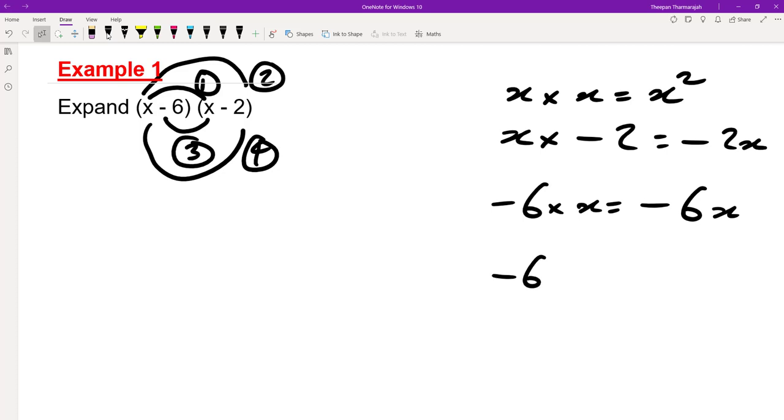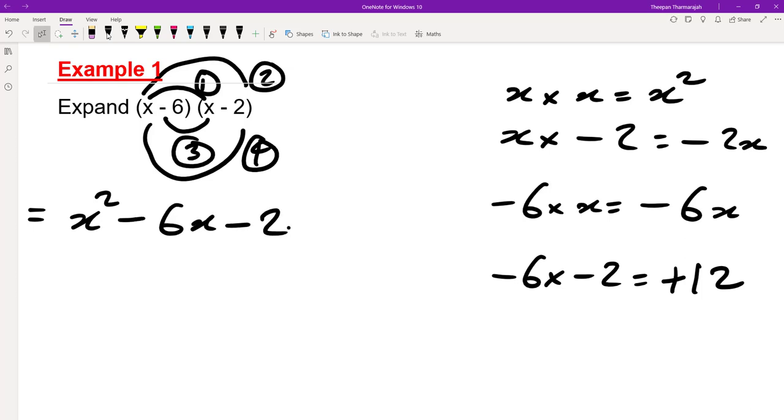And the fourth step, minus 6 times minus 2. Don't forget, minus times a minus is a plus. 6 times 2 is 12. So what we end up with is x squared minus 6x minus 2x plus 12.